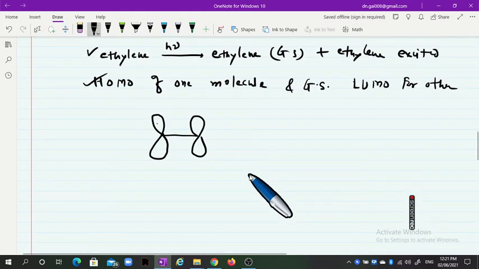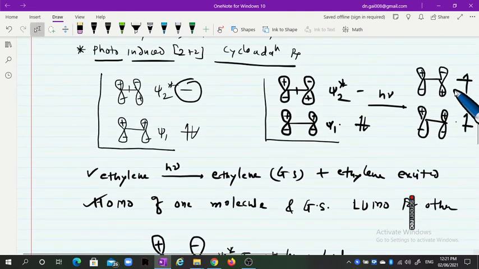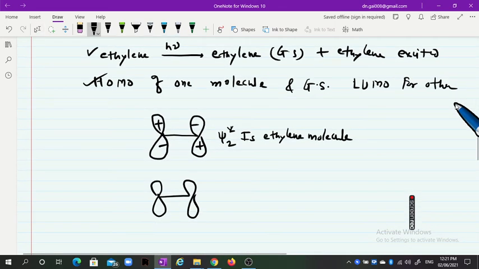That is for the first ethylene molecule: ground state positive, negative, negative, and positive. That is the Psi2 star for the first ethylene molecule. The second is the highest occupied molecular orbital. There is an electron there. Whether there are 2 electrons or 1 electron, it is considered the highest occupied molecular orbital. Here Psi2 star is nothing but the highest occupied molecular orbital.